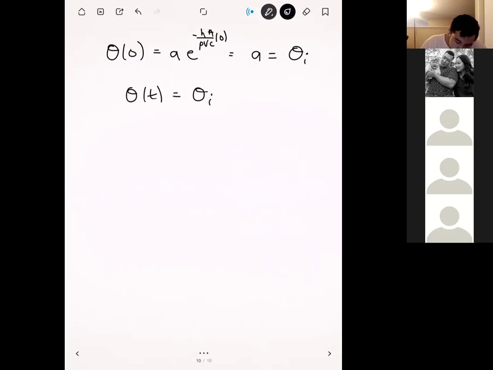Okay. And so when we apply that initial condition, we have theta of 0 is equal to, I'm just going to plug in 0 into our general solution here. So we have lowercase a raised to the minus HA over rho VC times 0, okay? And so here we're going to have a to the 0, and so we just have little a. And then little a here is going to be our initial temperature difference, okay? And so our final solution is going to be theta of t is equal to theta I times e to the minus HA over rho VC t.